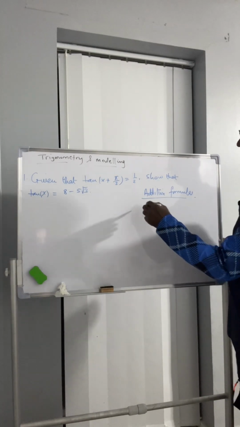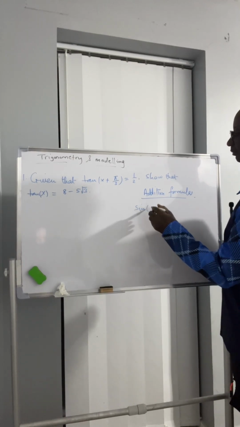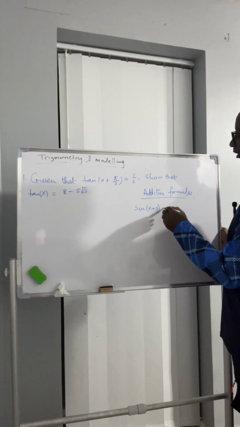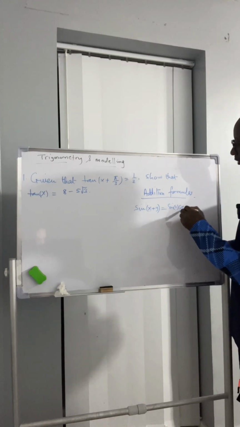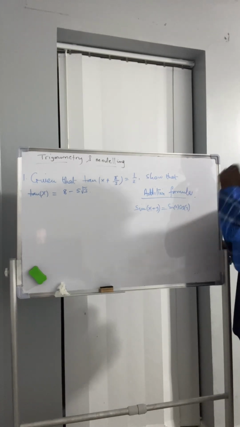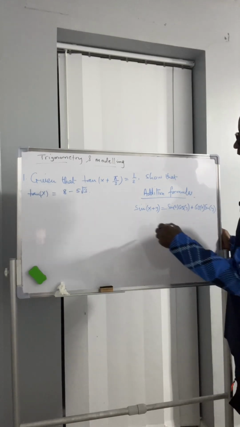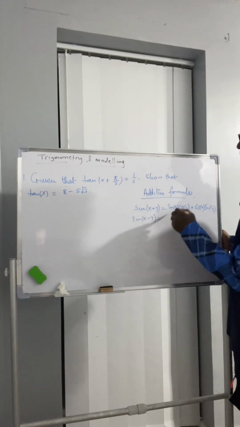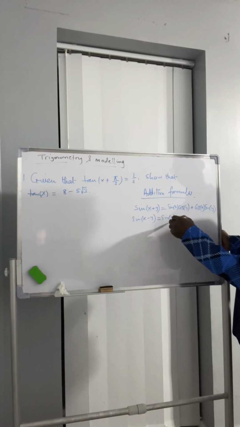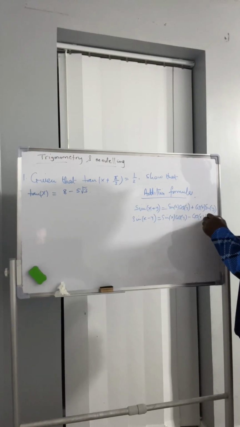What does it mean? You are given the sine of, let me say, x plus y. This gives you sine of x cosine of y plus cos x sine of y. And you are given sine of x minus y. This gives you sine of x cosine of y minus cos of x sine of y.